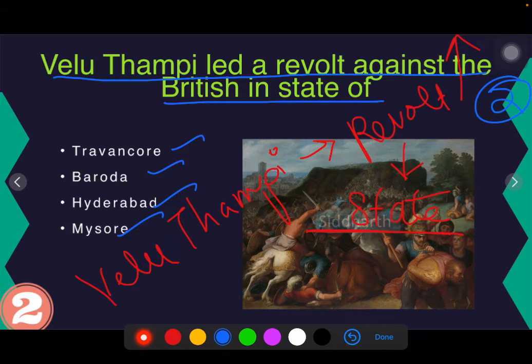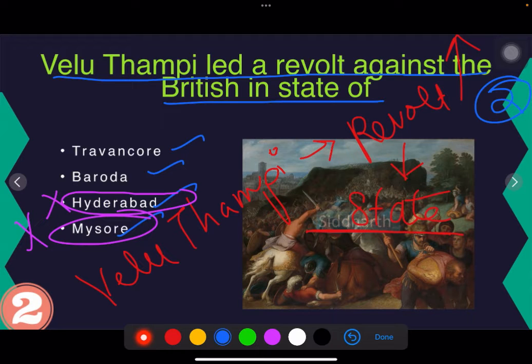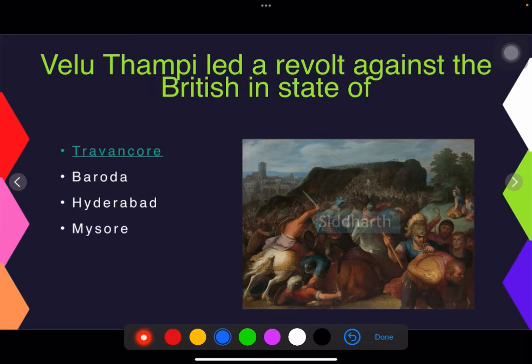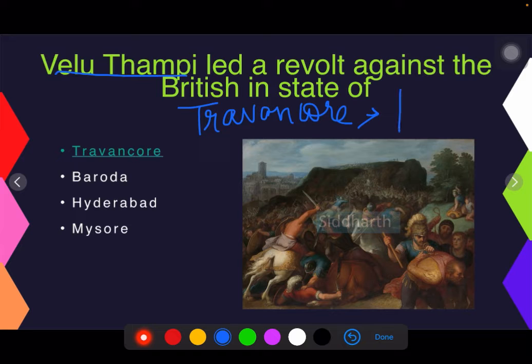Okay, time's up. The correct answer is not Mysore. Correct answer is not Hyderabad. Okay, I'll come to the point. The correct answer is not Baroda. So the correct answer is Travancore. Travancore is the state where Velu Thambi led a revolt against the British.